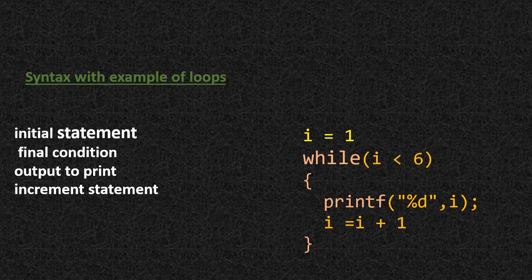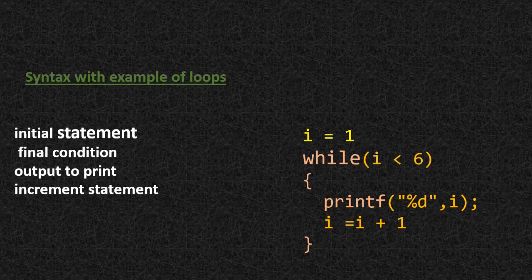Whether it is an increment statement, a decrement statement, or any other statement you can put, the basic thing is you have to use an initial value, you have to use a final value, and you have to use a step method. That means how you can reach the given condition, isn't it?